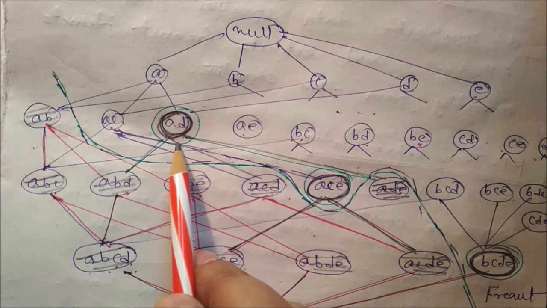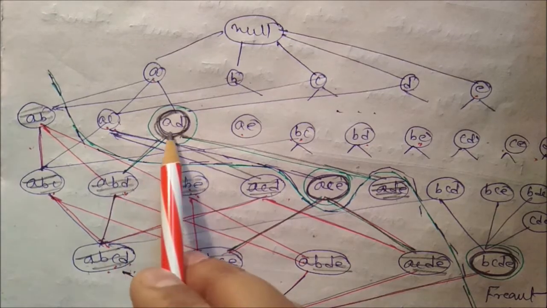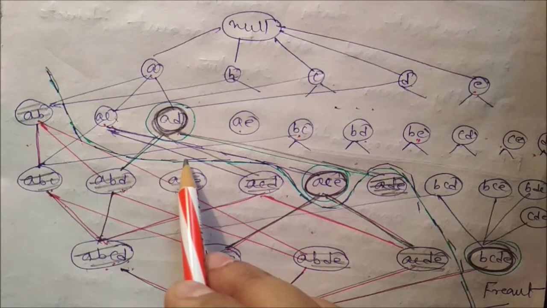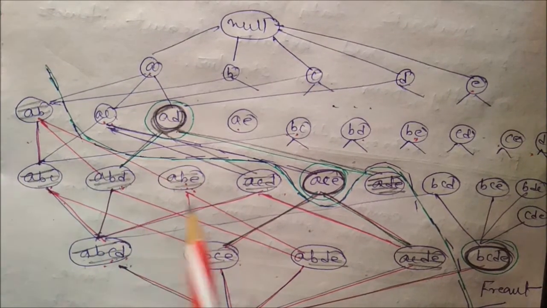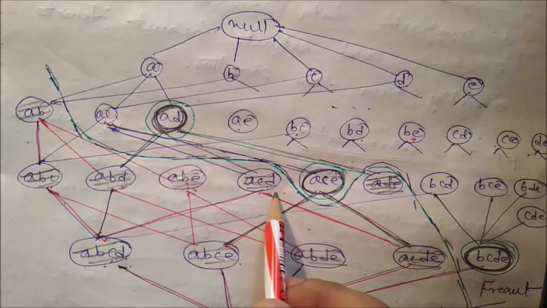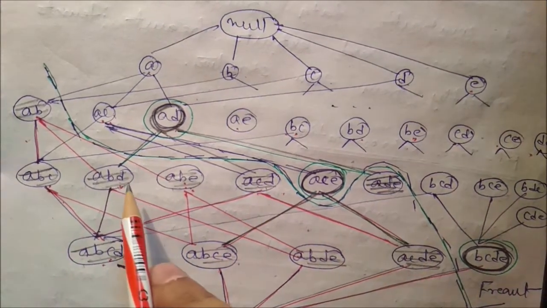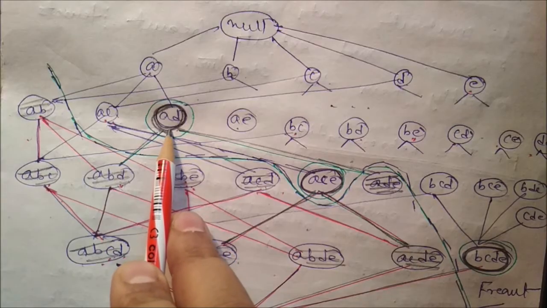But AD is a maximal frequent item set because the children of AD are ABD, ACD and ADE. These three are infrequent. Hence, we can say AD is a maximal frequent item set.